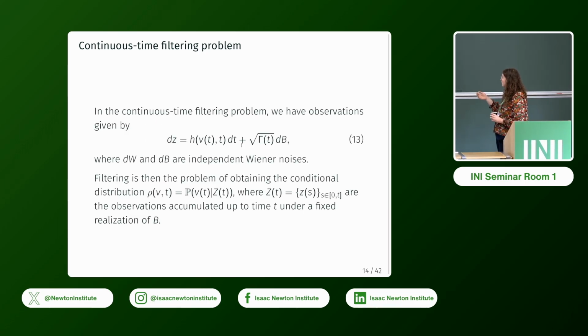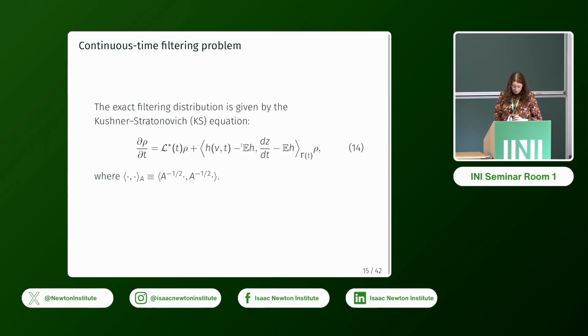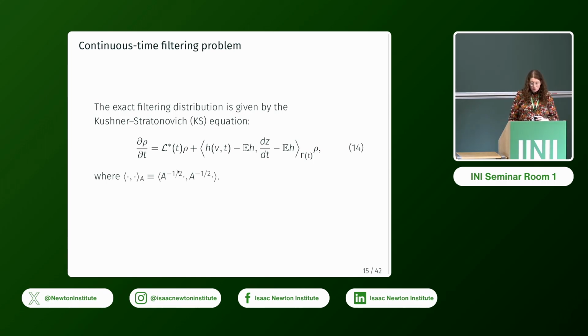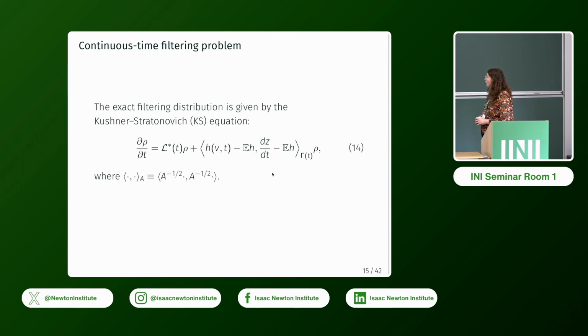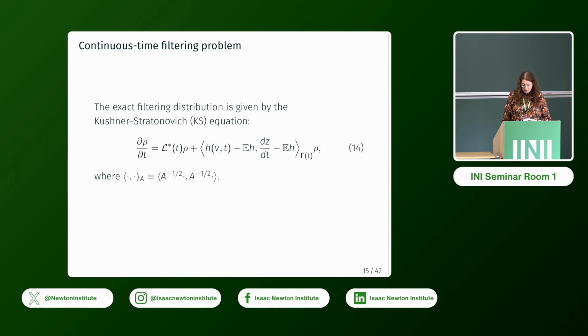And then filtering here is the problem of obtaining the conditional distribution where we condition on a particular noise realization, and we ask, again, what is the probability given that observation process up to time t. And in continuous time, we can actually write the solution to this problem, which is called the Kushner-Stratonovich equation. So this part is the Fokker-Planck equation that I wrote before, and then we have this additional term which nudges towards the observations, essentially. So this is actually the solution of the filtering problem in continuous time.